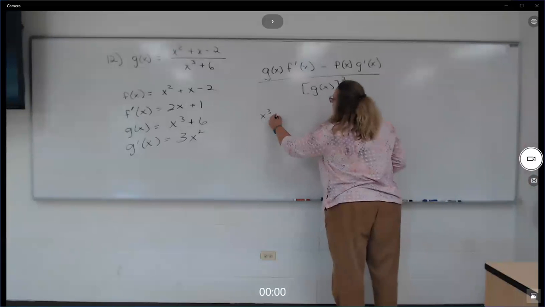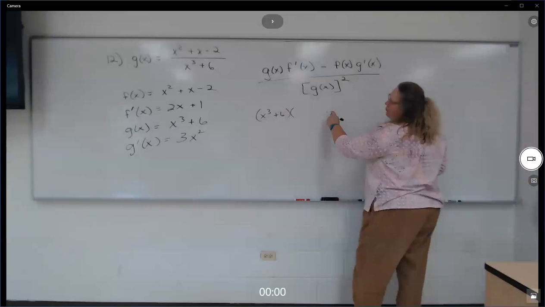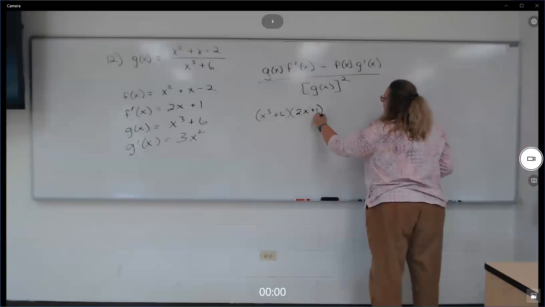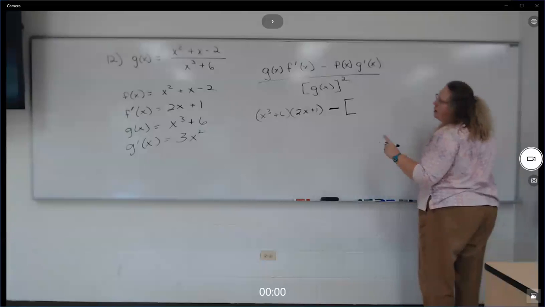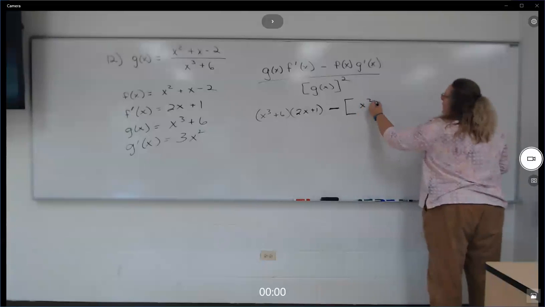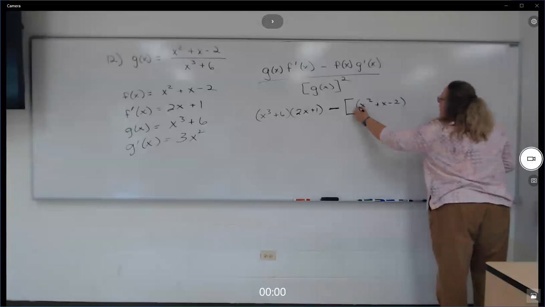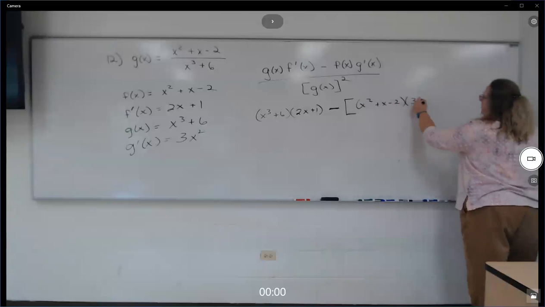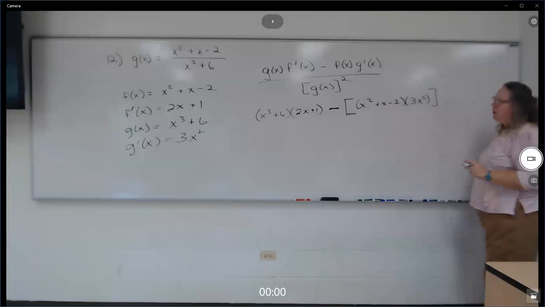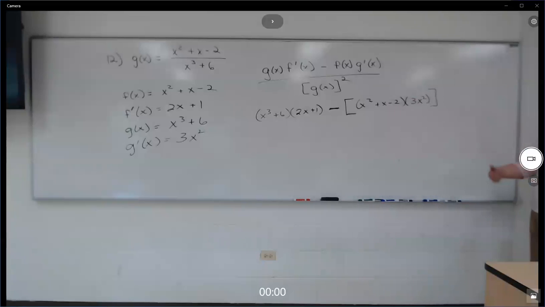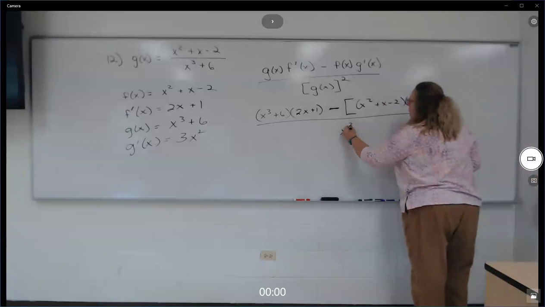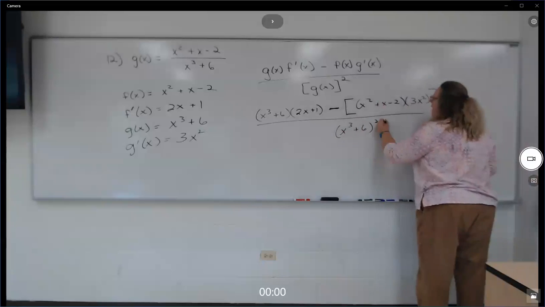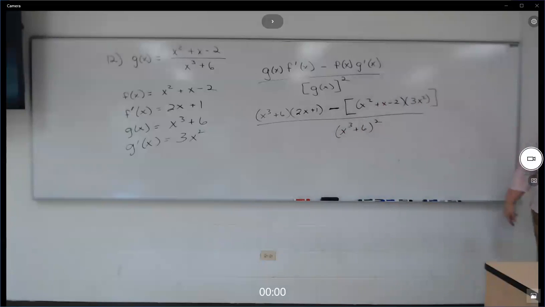X to the third plus 6. And then the derivative is 2x plus 1. Just be careful here, minus, and then you need a bracket because first you have to multiply. X squared plus x minus 2. And then the derivative, that wasn't too bad, 3x squared. First, you have to multiply and then distribute that negative. And then all over x to the third plus 6 squared. We pretty much never do anything with the bottom. So just make sure you square it and then leave it.